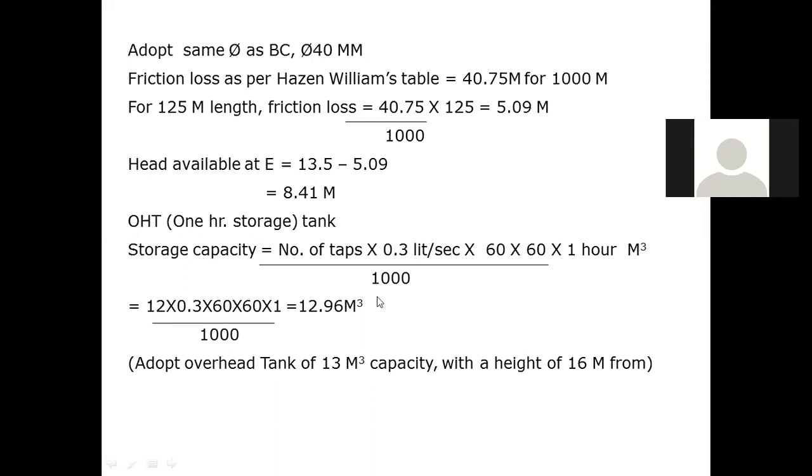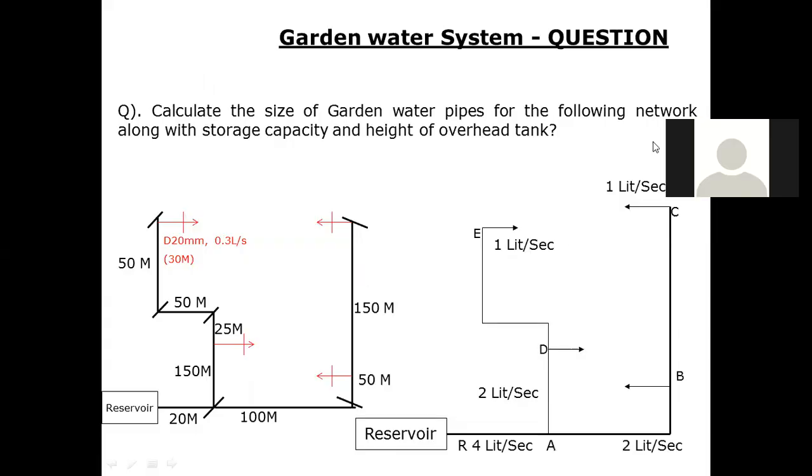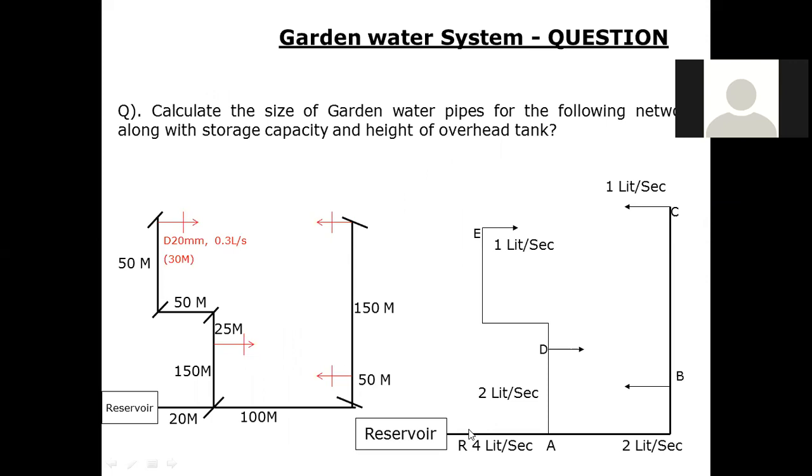What you have to do is number of taps into 0.3 liter per second. 0.3 liter per second means from one tap or one sprinkler, you know it is 0.3 liter per second. Now let's see how many taps or sprinklers there are. Here it will be 3, because 0.3 liter per second is from one sprinkler.